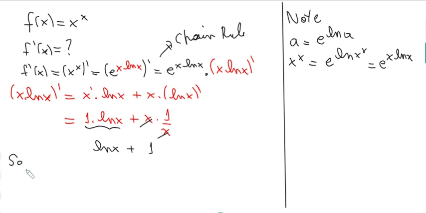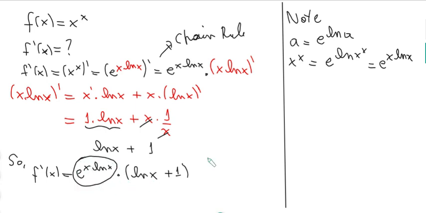So the derivative of f of x will be the exponential of x ln of x times ln of x plus 1. Final answer? Not quite, because we can return this expression to the original form, which will be a nicer answer. Because the function is x to the x power, it's a good idea to provide the result as x to the x power again.